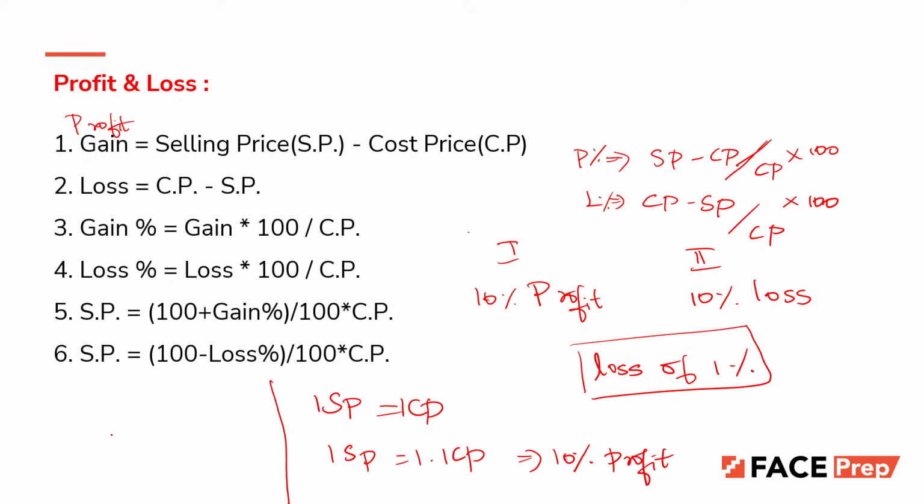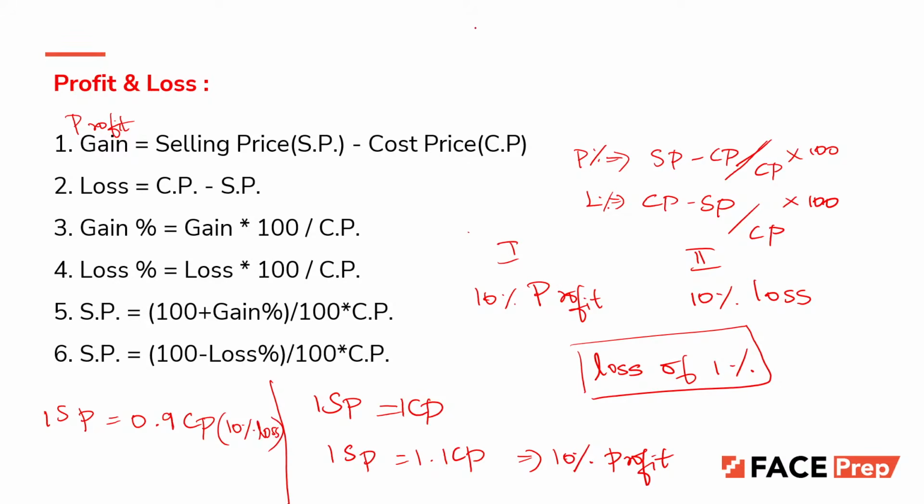Similarly, if I got 1 SP is equal to 0.9 CP, I could tell that as 10 percentage loss. If I'm taking that 0.9, then I can go for 10 percentage loss, right? I hope this is clear for everyone.